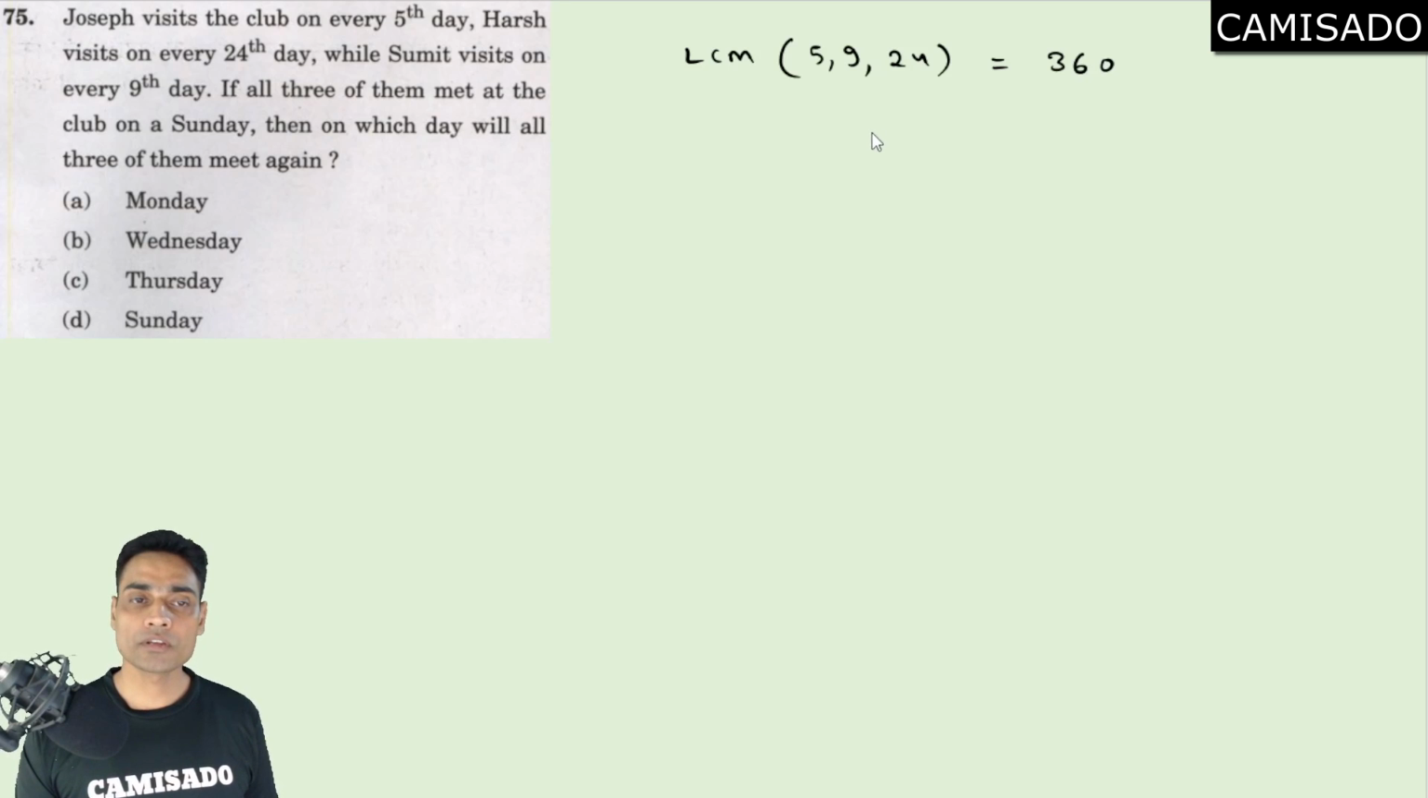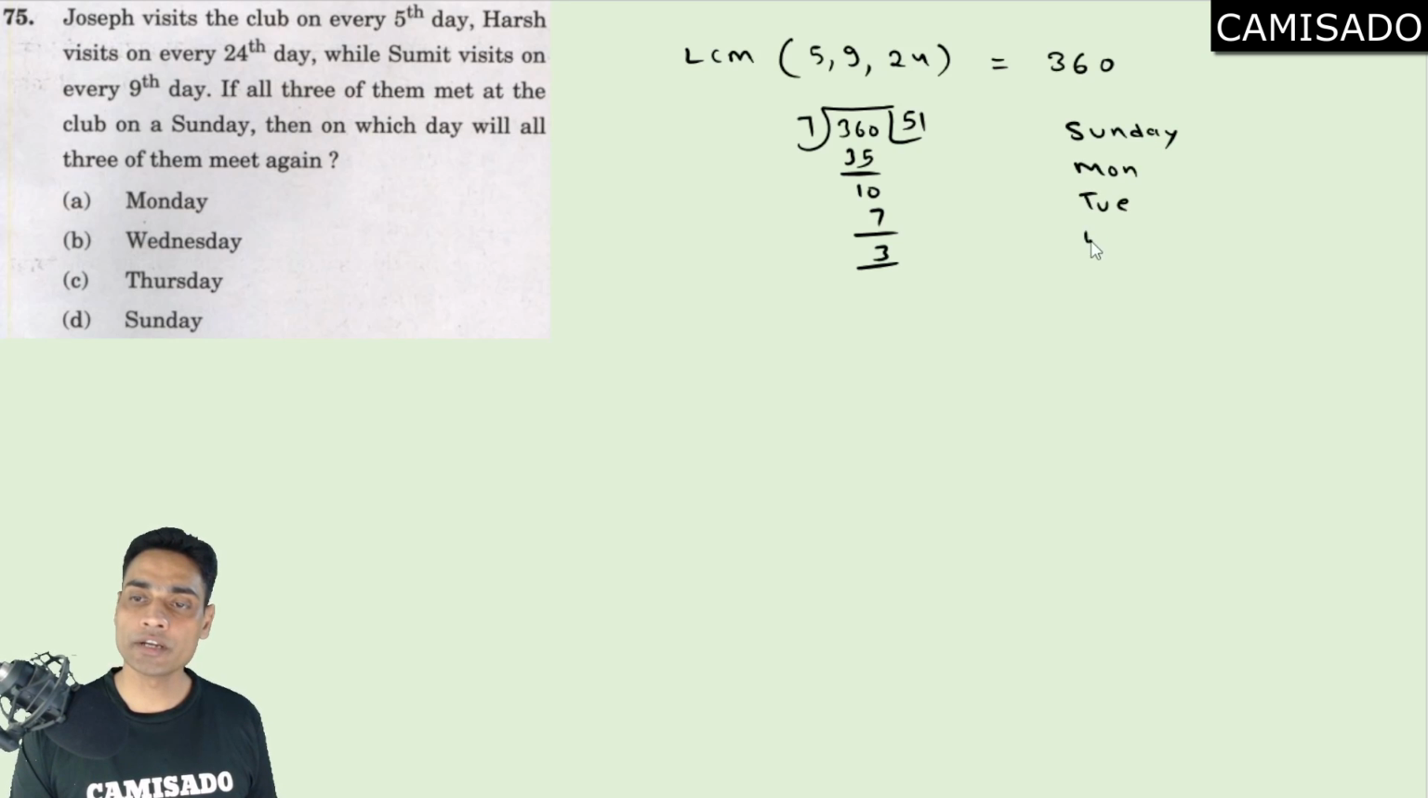Now we know a week has 7 days, so Sunday will be repeated after 7 days only. Dividing 360 by 7: 7 5s are 35, 7 1s are 7, and 3 remains. So 3 days are extra. After Sunday, 3 days: Monday, Tuesday and Wednesday. So Wednesday is the correct answer. The remainder is 3, so 3 days after Sunday is Wednesday.